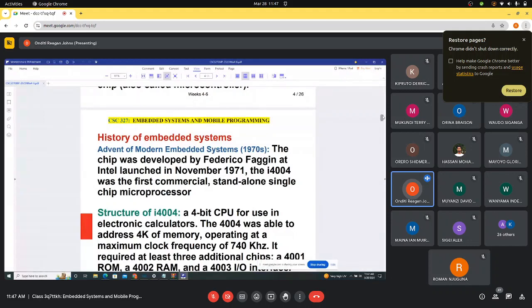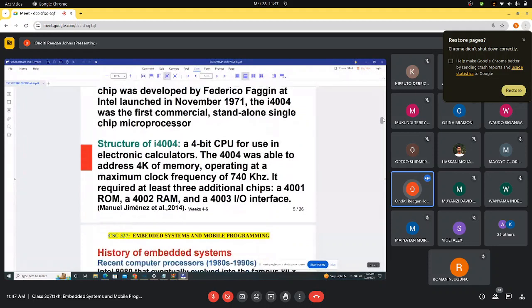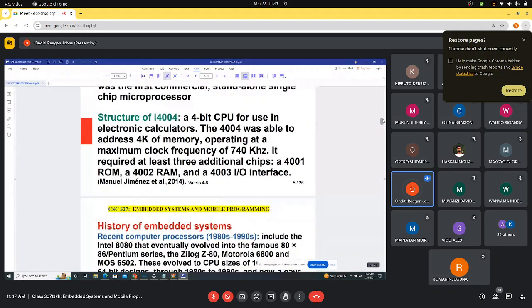If you look at the structure of the i4004, which was the very first, and at the scale of how microprocessor development has been taking place, you'll realize the very first microprocessor developed by Intel was the 4004. Then it went to 4008, then 4006, then 4008. And then it's where we started having what we call the Intel cores and so on.